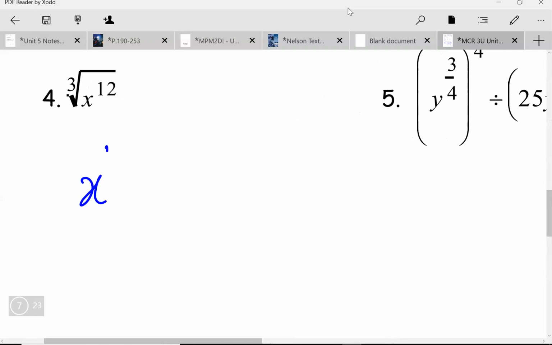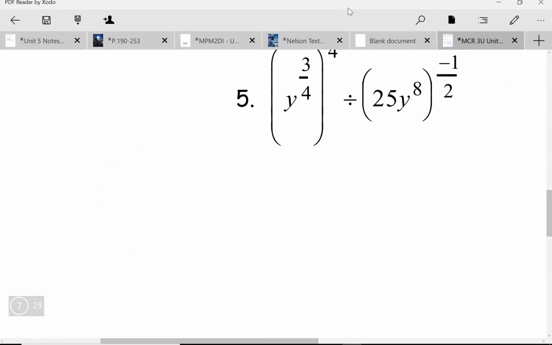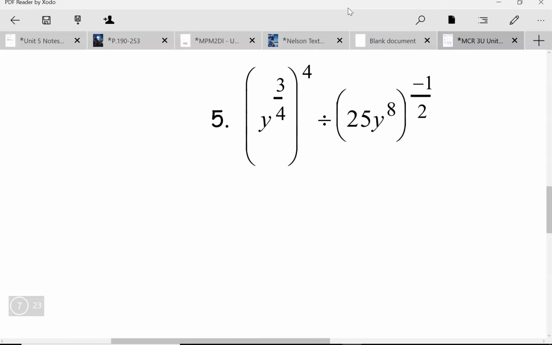Again, I'm going to change this radical into a divided by 3, so 12 over 3 is 4. That was super easy. Again, just applying the rules with the caveat that there's now fractions everywhere. Times 4 divided by, again, this.